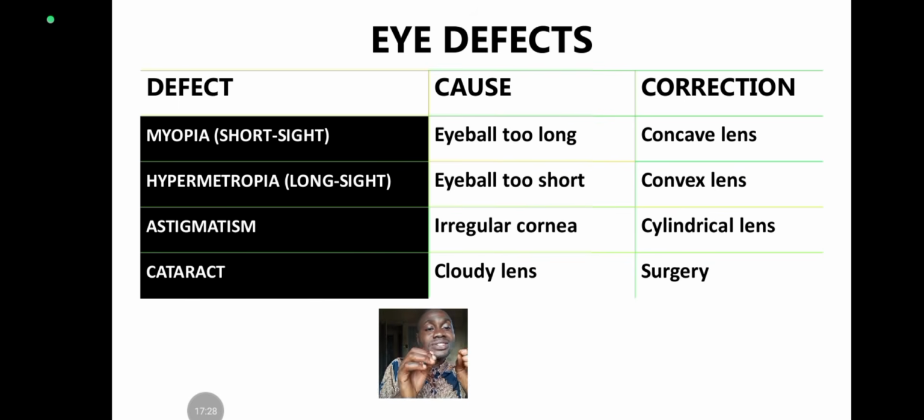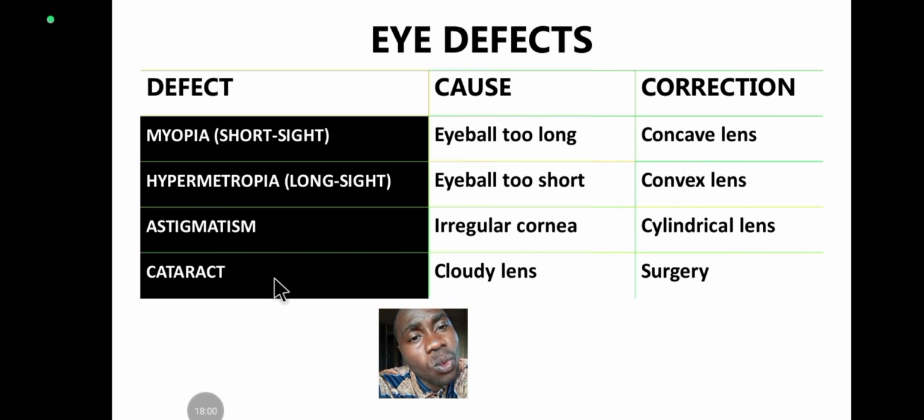So the light rays are not focused in the same place inside the eye; they just focus on different parts. So that affects what? Vision. And it is corrected with what? Cylindrical lens. It can be planoconcave, and so on and so forth. All right, but just know that it's a cylindrical lens. The lens is like this, in the form of a cylinder. It might be planoconcave or planoconvex.